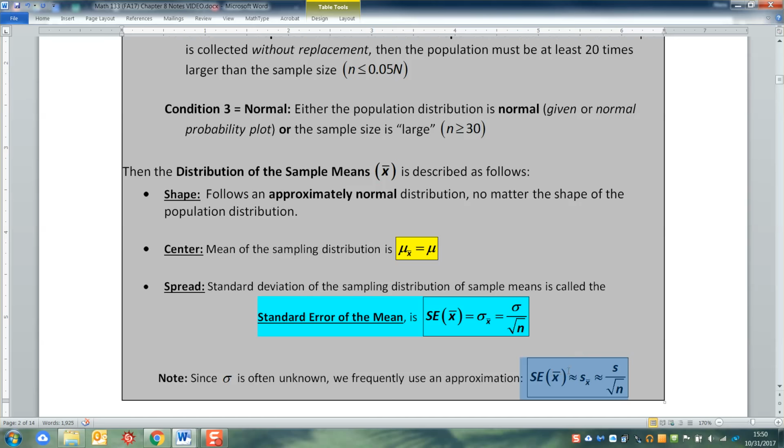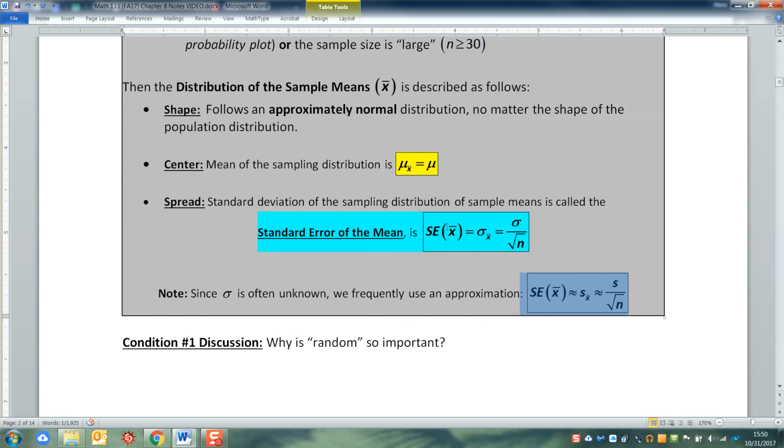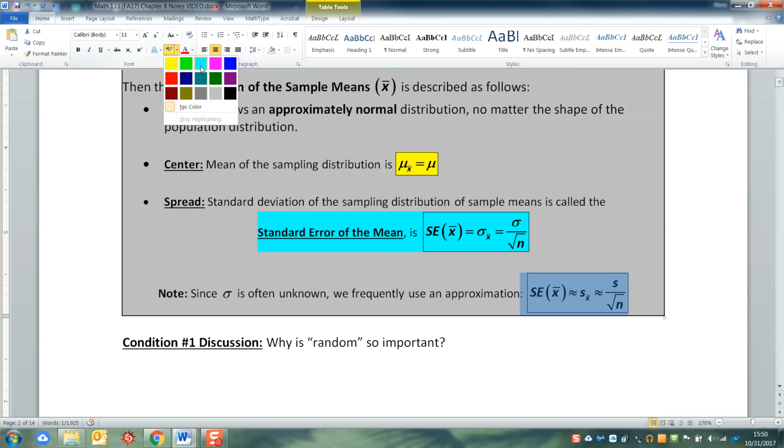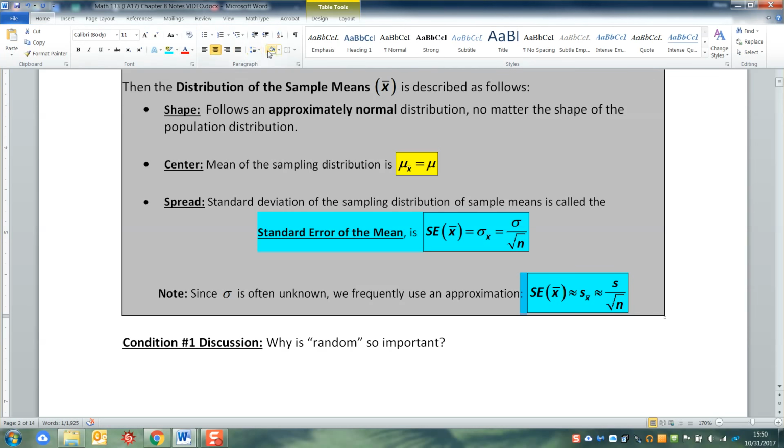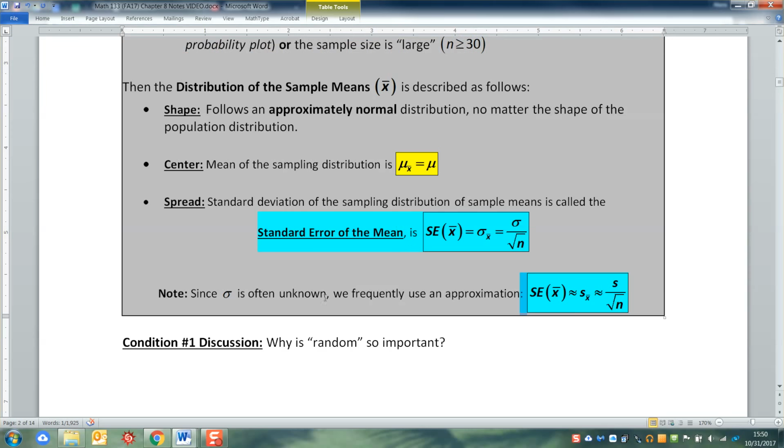The standard error is SE of x bar, or sigma sub x bar, which is sigma divided by the square root of n, which means the larger your n is, the smaller your standard error is. So bigger sample sizes leads to less spread. Because n is in that denominator, you'll be dividing by bigger numbers with larger n, smaller numbers with smaller n.